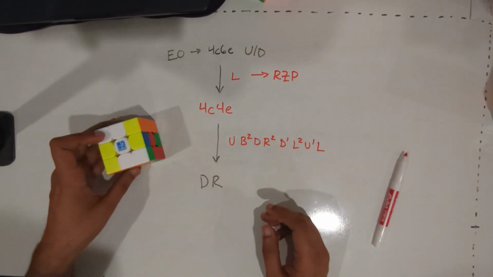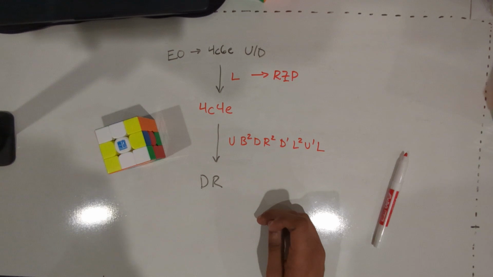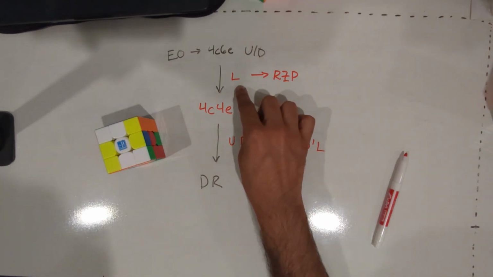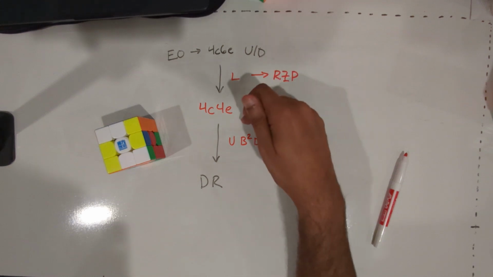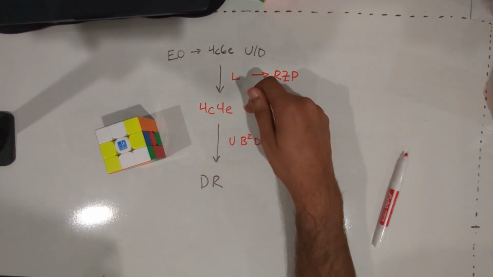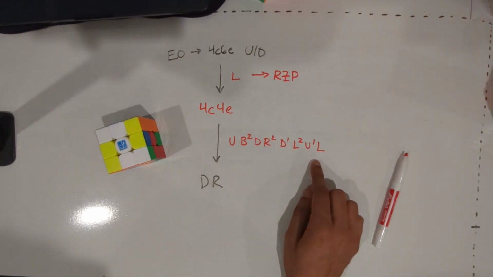And this is exactly the thought process behind RZP. The first L took us from something weird and something that was not really clear how to solve to a case that we actually knew how to do. Then we did a couple of moves and ended up solving DR from there.